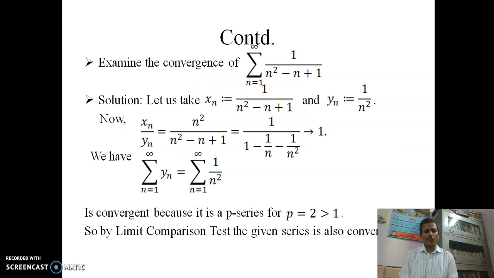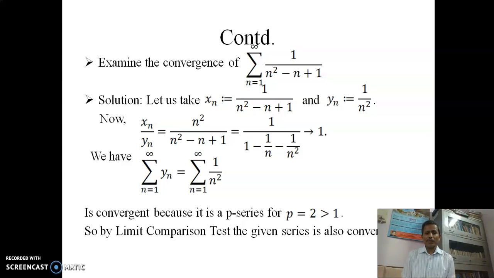Now examine the convergence of summation n from 1 to infinity of 1/(n^2 - n + 1). Solution: let us take xn = 1/(n^2 - n + 1) and yn = 1/n^2. Now xn/yn = n^2/(n^2 - n + 1) = 1/(1 - 1/n + 1/n^2). It approaches 1 as n goes to infinity.